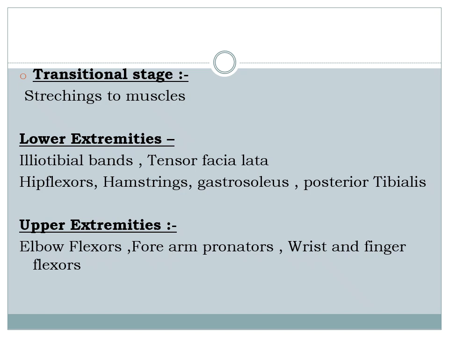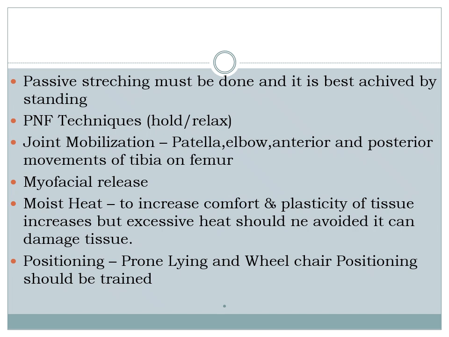These muscles are affected by loss of length and tightness. So we focus on stretching techniques to relax the muscles and prevent tightness. Then the upper extremity: elbow flexors, forearm pronators, and wrist and finger flexors. Passive stretching is best achieved in standing. In this condition, they can do active stretching. We focus on passive stretching, best achieved in standing.